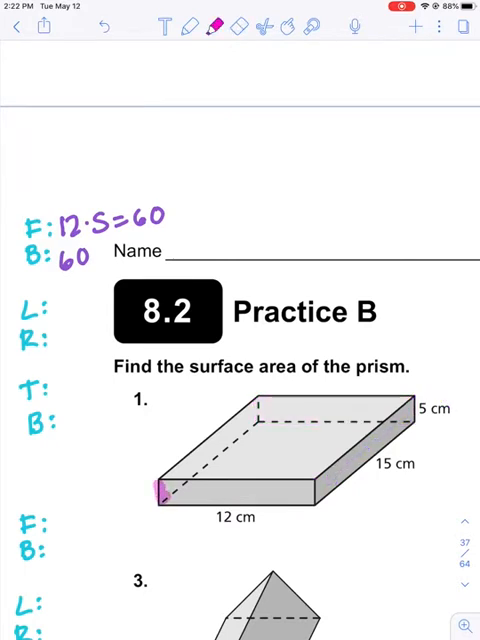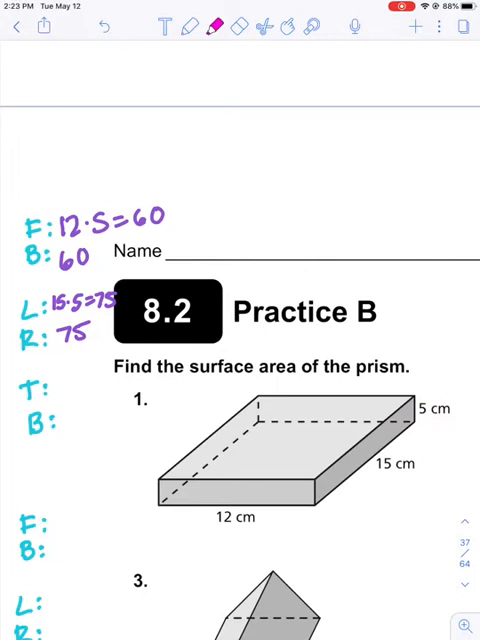Left and right. It's going to be this side and this side. I know these will be equal as well for a rectangular prism. And it looks like 15 and 5 go with it. So 15 times 5 is 75. And I could put that for both of them.